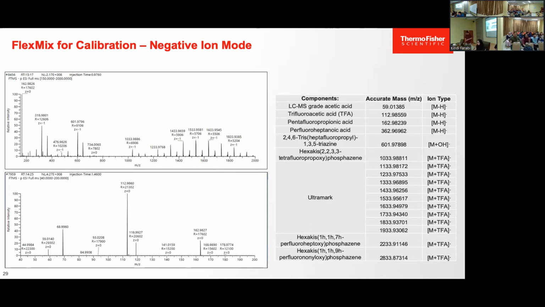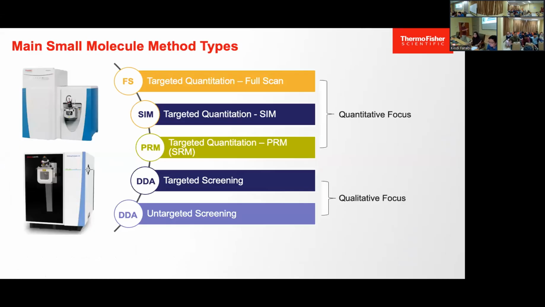Okay. So this will be the term of scan function you can have. So understand your focus. If you are doing qualitative, that means I want to know the identity, we can do targeted screening or untargeted screening. If you are doing quantitative, I want to know the amount, then this will be the scanner. Next.